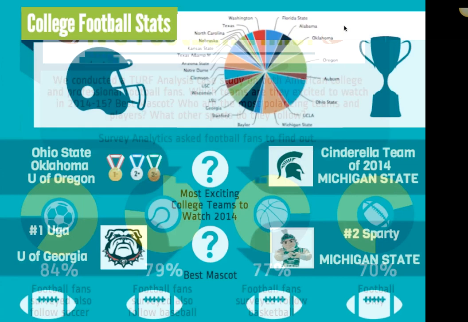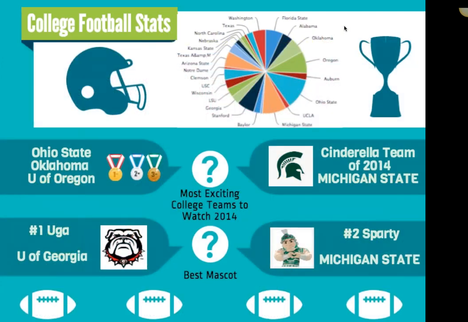We also broke down and asked some questions about college football this year. We asked them what the most exciting teams are that they're looking forward to watching this year. Ohio State, Oklahoma, and University of Oregon came up as the top three. Cinderella team of 2014 is projected to be Michigan State. And then, of course, we broke down who the top mascots are. So Uga of UGA, and then Sparty from Michigan State. So I thought that was kind of fun.